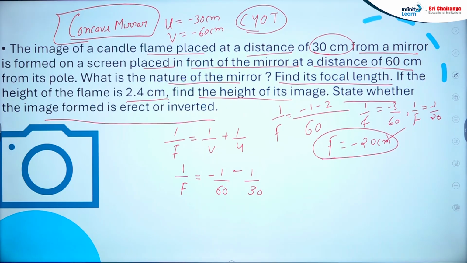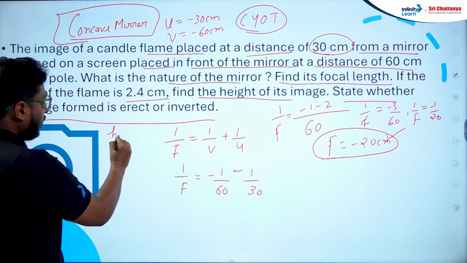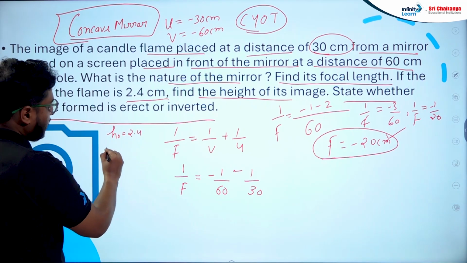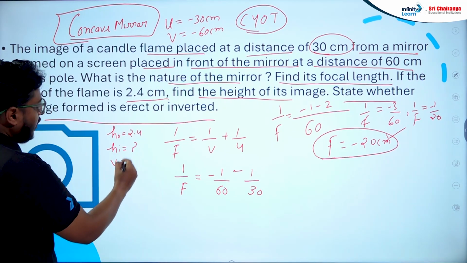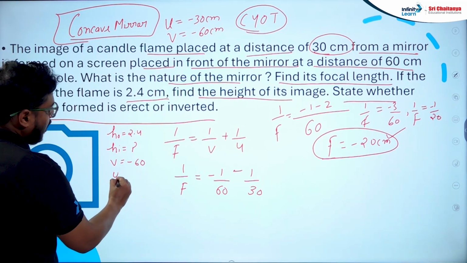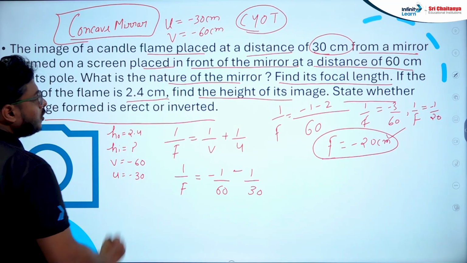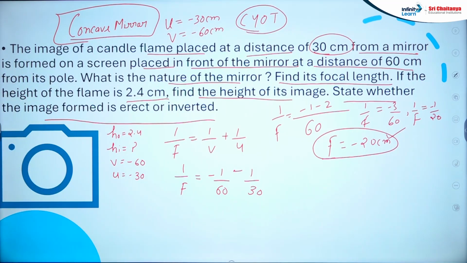If the height of the flame is 2.4 centimeter, find the height of the image. Height of object is already given to you, 2.4. It is asking about height of image, and we already know the value of v, which is minus 60, the value of u, which is minus 30. So I think by using the formula of magnification, we can get it. And it asks whether the image formed is erect or inverted. That also we can tell.